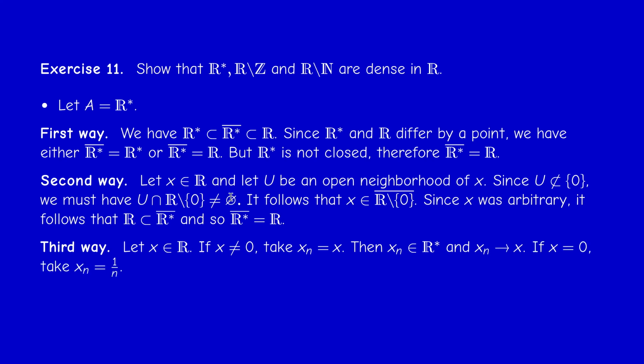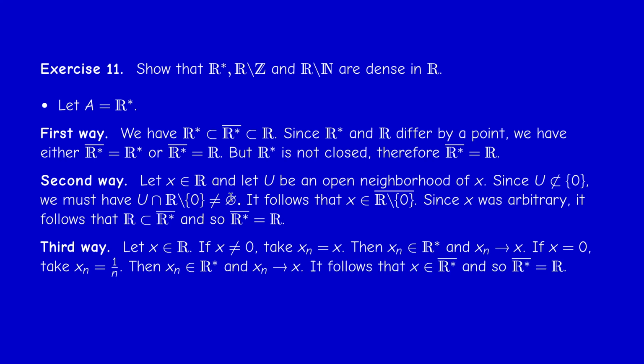If X is 0, take the sequence 1 over n. This sequence is in R star and also converges to X. So in all cases, we can construct a sequence in R star converging to X. And by proposition 1.6, X belongs to the closure of R star. And therefore, we have a double inclusion, right? We have R in the closure of R star, and the closure of R star is in R. Therefore, we have equality.